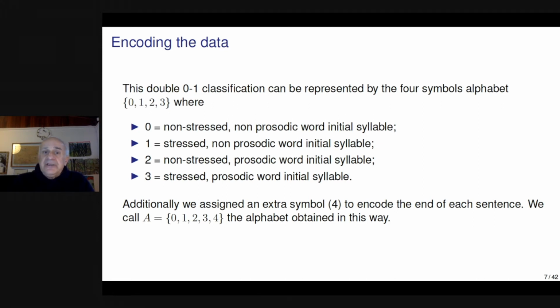Well, additionally, we add an extra symbol 4 to encode the end of each sentence. Therefore, we remain with 5 symbols, 0, 1, 2, 3, and 4. I give you an example.